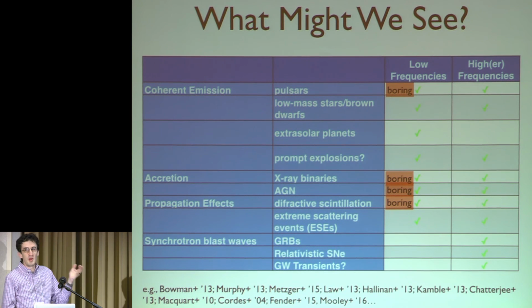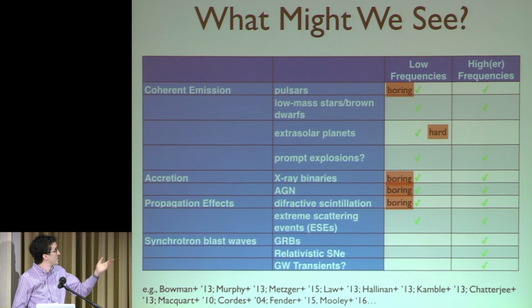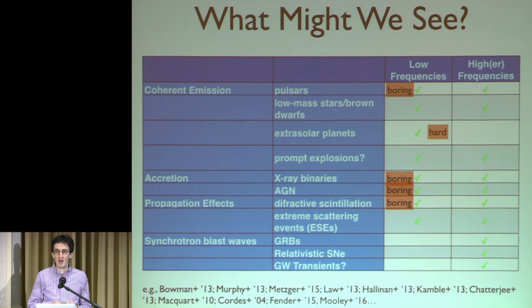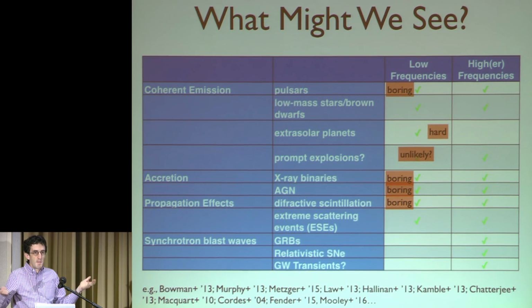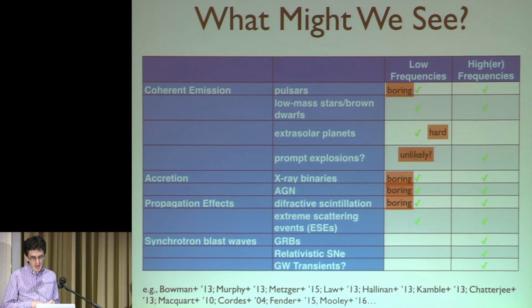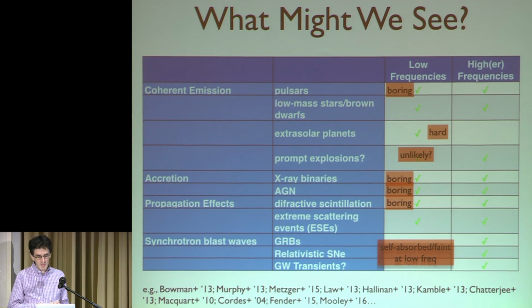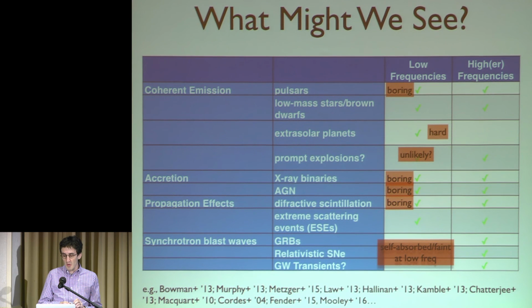Other things on here, well, they're not necessarily boring, they're just very, very hard. So things like extrasolar planets, we're going to hear about in the next talk. It takes a lot of work, a lot of effort to do it properly. Other things on here would be really fantastic if we could find them. You might just think that they're unlikely from a priori physics reasons, like looking for a prompt emission from gamma-ray bursts or binary black hole mergers. There are papers that predict them, but they may be unlikely. And then at low frequencies, again, the synchrotron blast waves are going to be self-absorbed, faint, and slow.